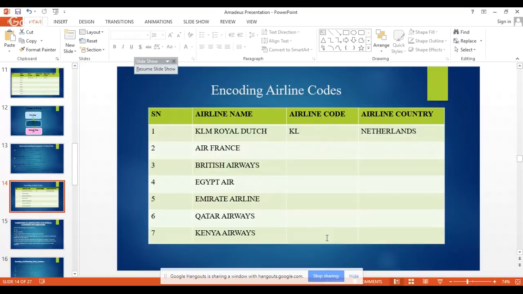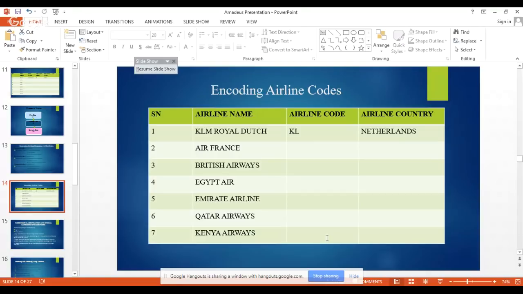Whenever they depart, they always stop at the capital city of the country. Like KLM, it usually stops at Amsterdam. Air France at Paris. BA, it depends. It stops at London. Egypt Air at Cairo. Emirates at Dubai, though Dubai is not the capital of the United Arab Emirates. It's Abu Dhabi. But Emirates stops at Dubai.